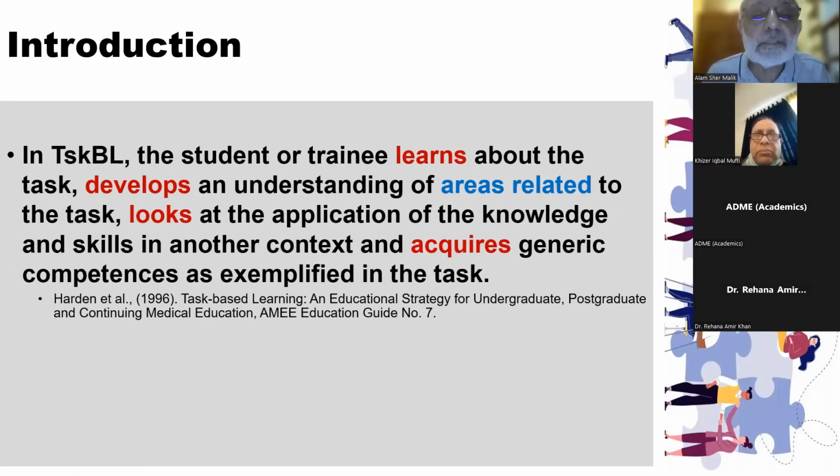In task-based learning, the student or trainee learns about the task, develops an understanding of areas related to the task, and looks at the application of the knowledge and skills in another context and acquires generic competencies as exemplified in the task. So this seems a complicated statement, but there are a few steps which we can make clear. The first is that a student or a trainee learns about the task. So that is the first thing, learn about the task. Second, develops an understanding of areas related to the task.